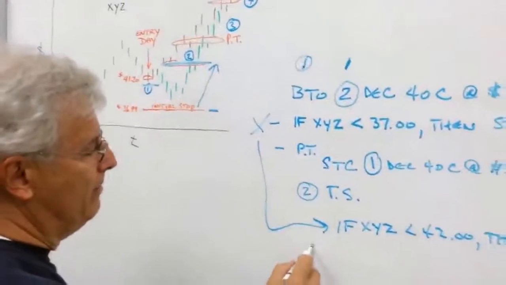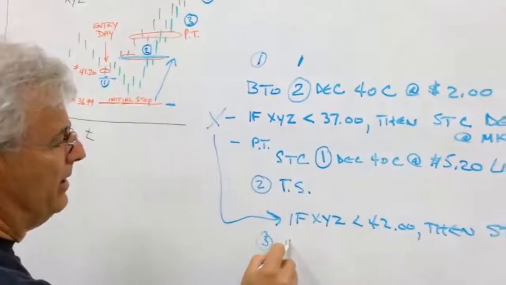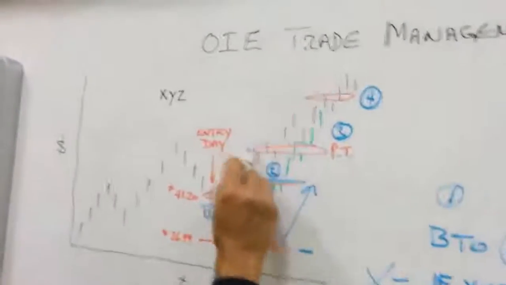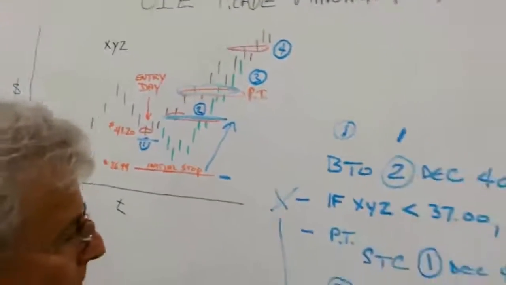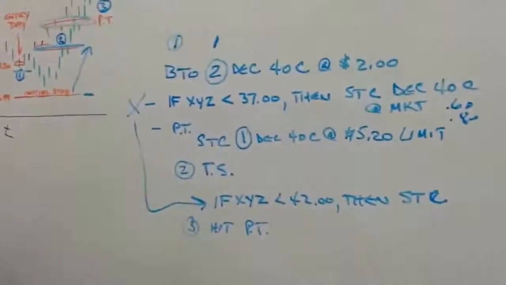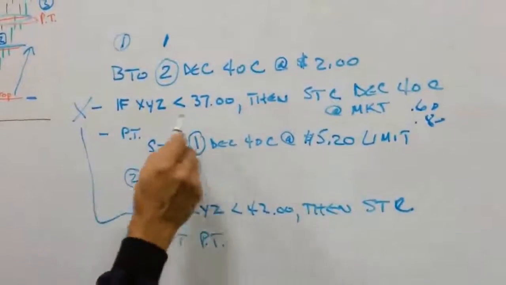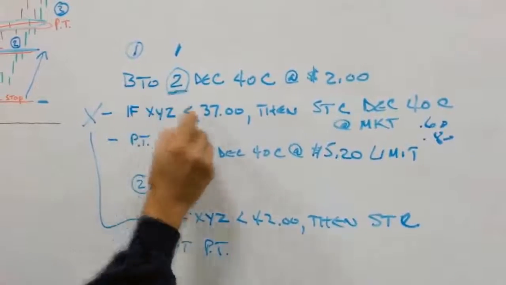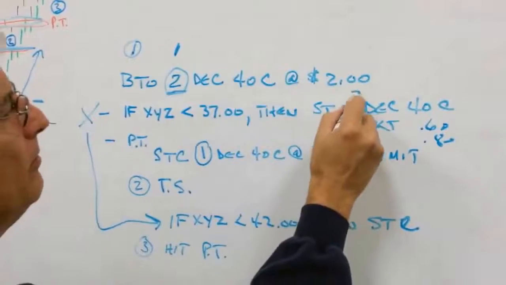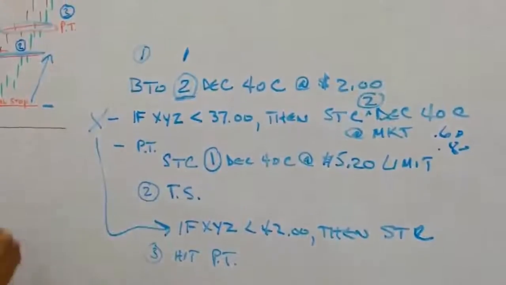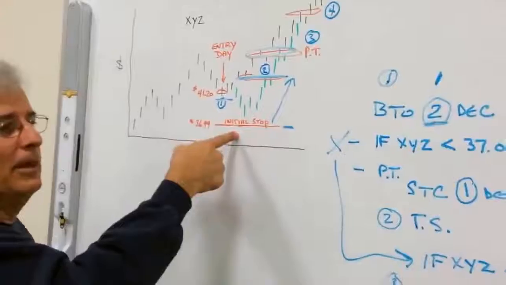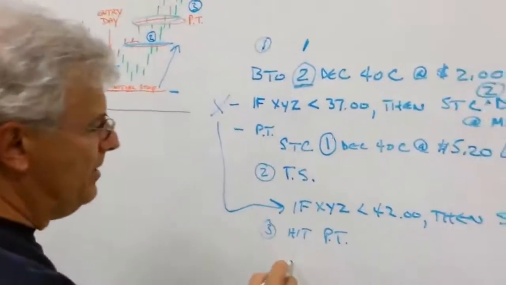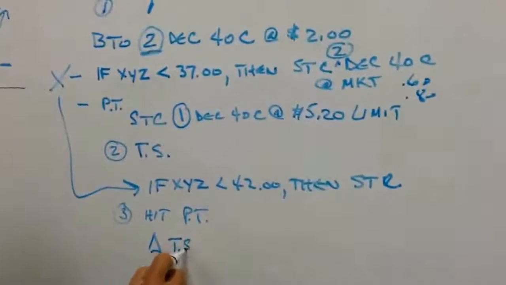At point 3, we hit the profit target right here. Now when that happens, you've got to go in and change your trailing stop, because remember, we're selling to close the entire position. So if we bought 2 initially, we're selling to close the whole position if it hits the initial stop. But now we've already sold half, and so we have to change the trailing stop quantity.